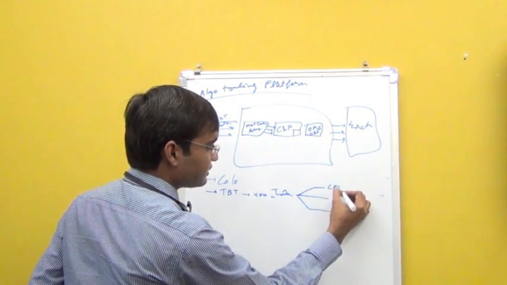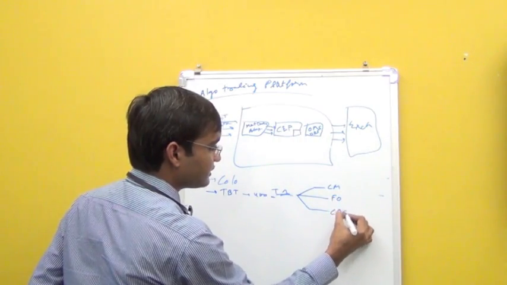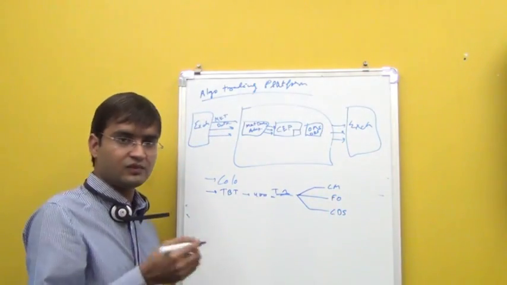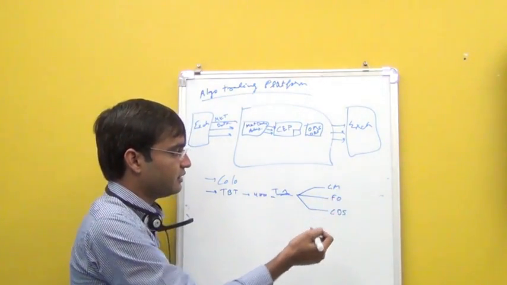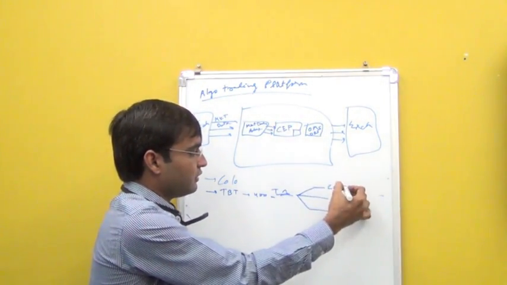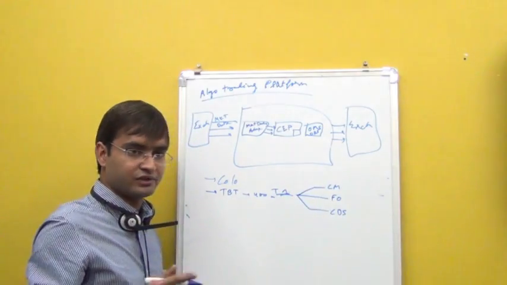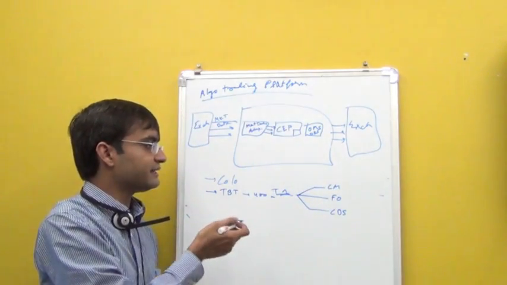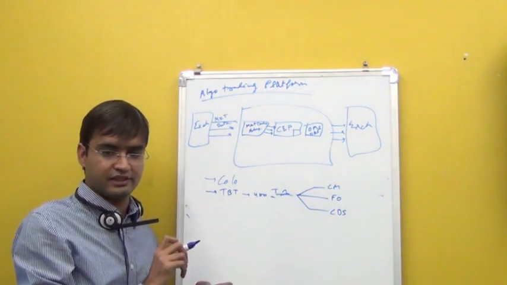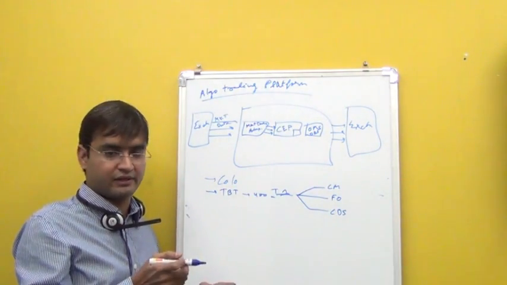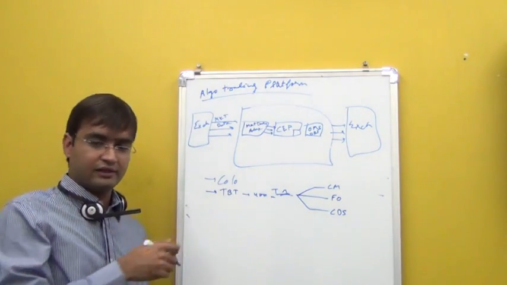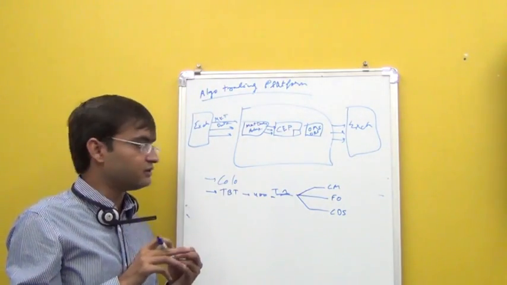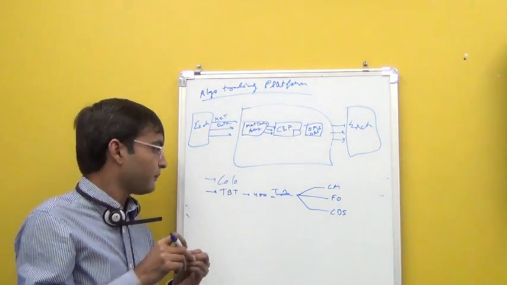NSE has 3 segments: CM, FO, and CDS. Right? CDS is currency and currency derivatives, currency interest rate. FO is future option, CM is capital market. So if you are outside the co-location, in that case you will need separate lease lines for each of the segments, for tick by tick. And if you're in co-location, you get all the data on the single lease line. So that is the one difference.